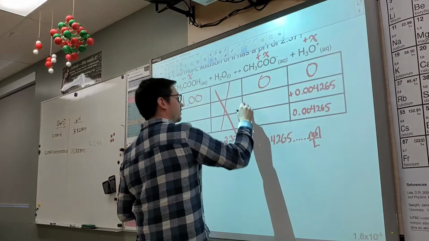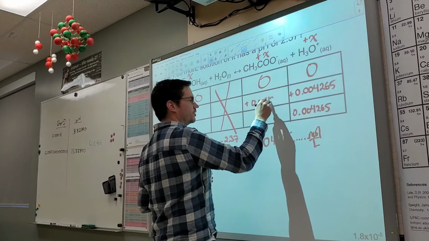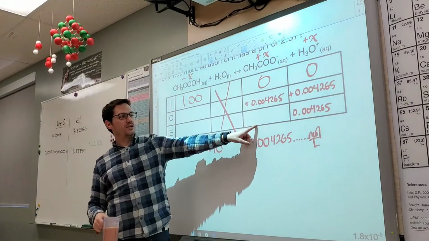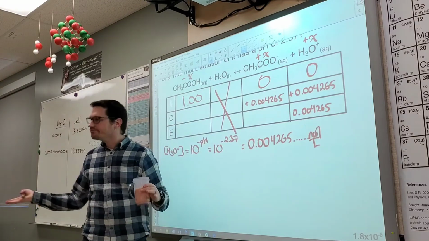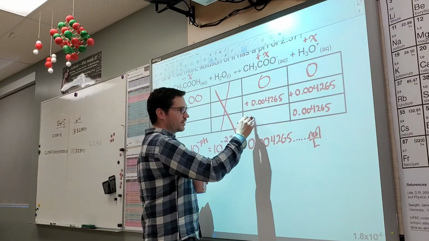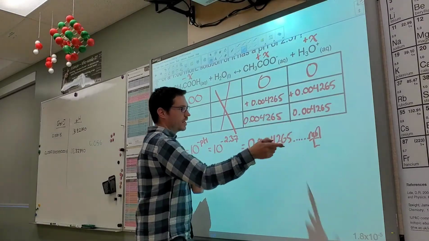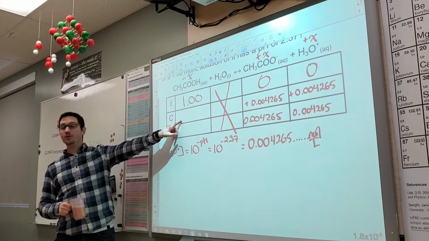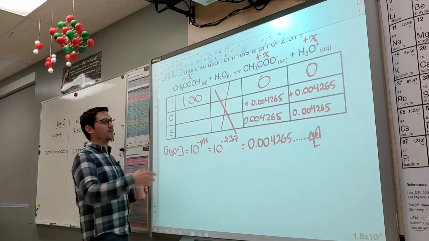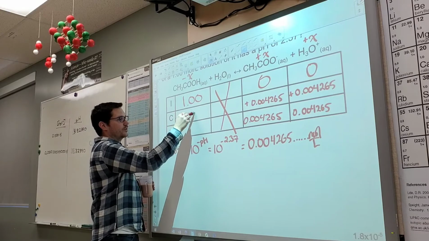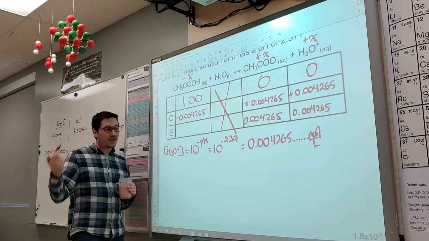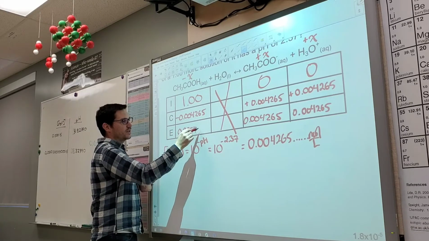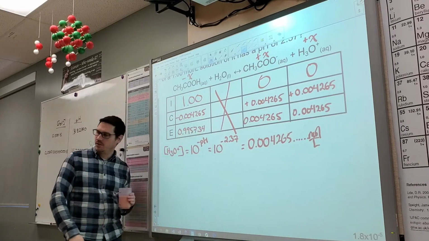Okay, plus 0.004265, and so on. So what should be my concentration of acetate at equilibrium? The same thing. Now do we know how much we're losing here? Same number, 0.04265. And so that's fine. We're going to be left with 0.995734, and so on.